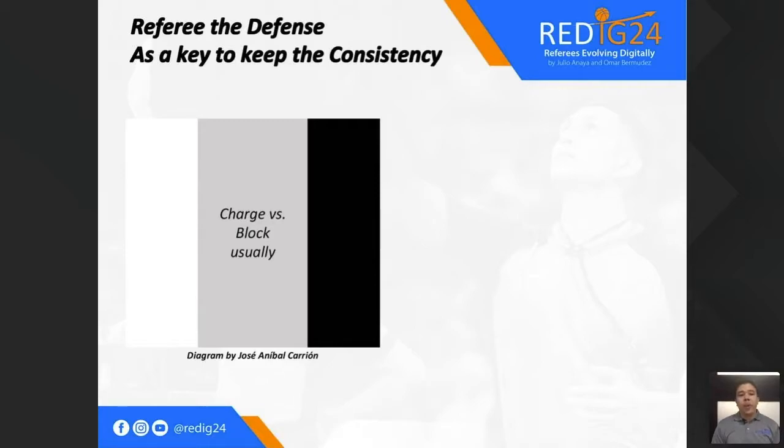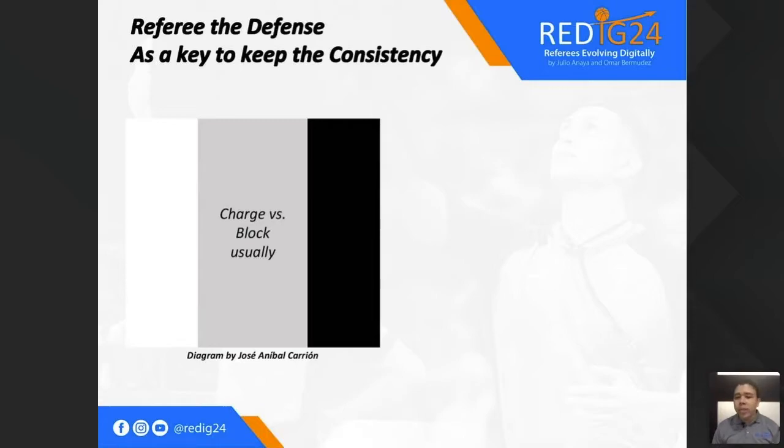When we talk about refereeing the defense, we have this diagram that was explained by Mr. Jose Carrion in a previous session. The charge-block situations are usually in this gray area. It's not very easy to have black and white calls in which 100% of the referees will say 100% block or 100% charge. There's always room for different judgment by people because of the number of principles we are using to call them.